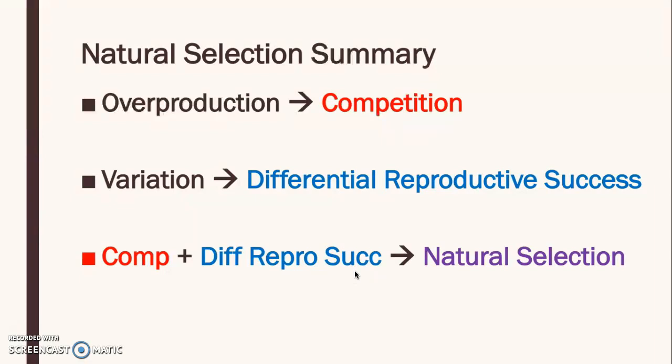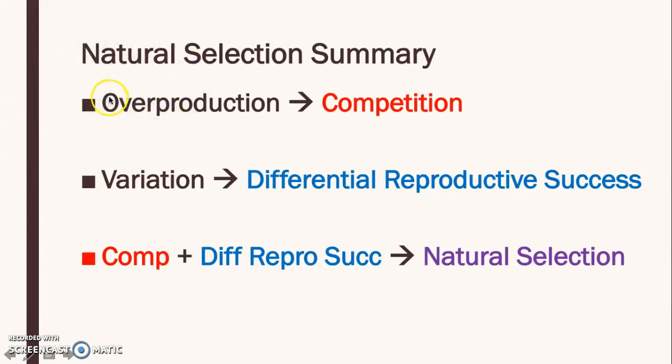All right, we're going to take a look at the next part of 3.2. As a reminder, we looked at natural selection. We said the 4 requirements for natural selection to occur are overproduction, competition, variation, and differential reproductive success. So this is just summarizing these things.